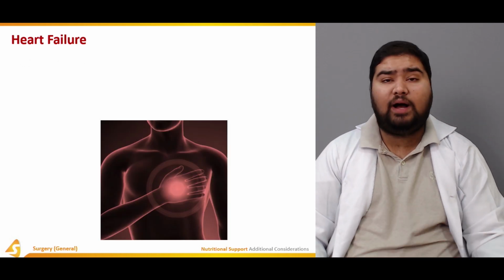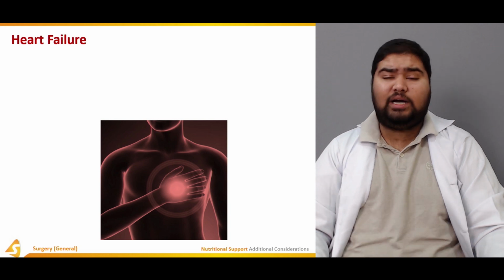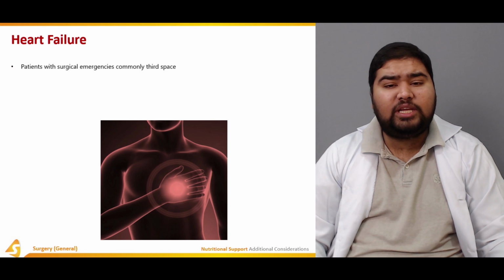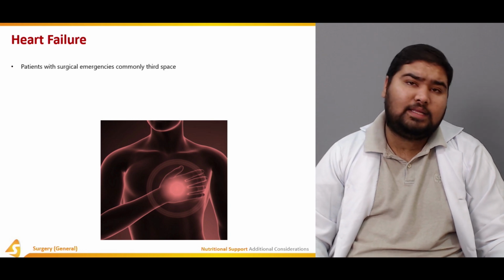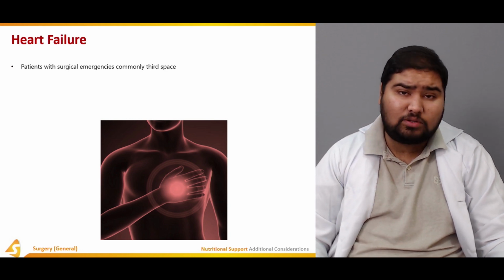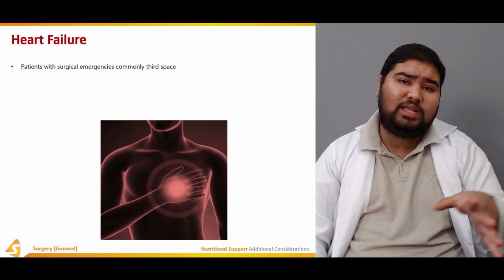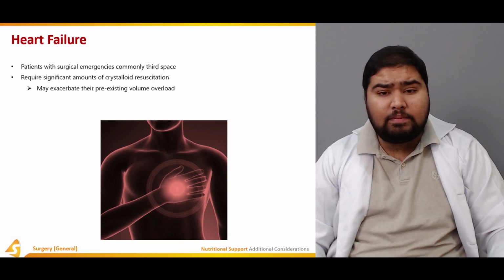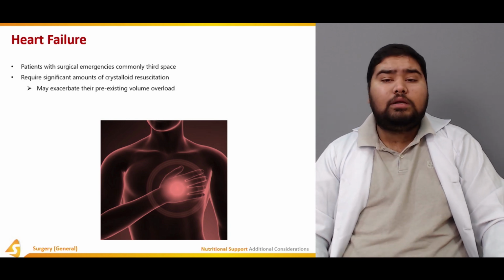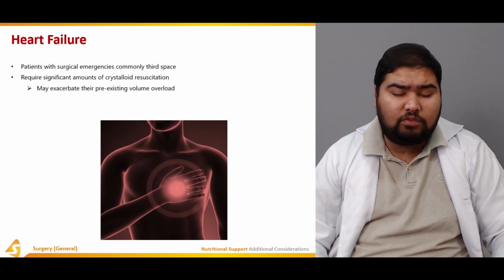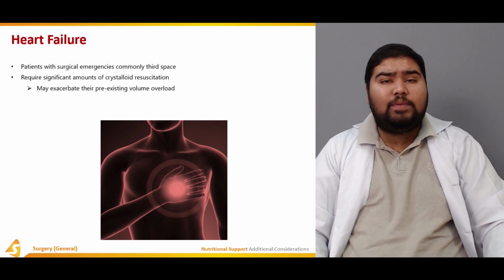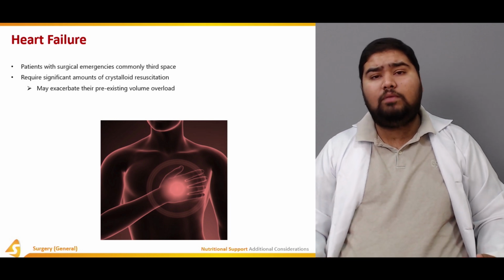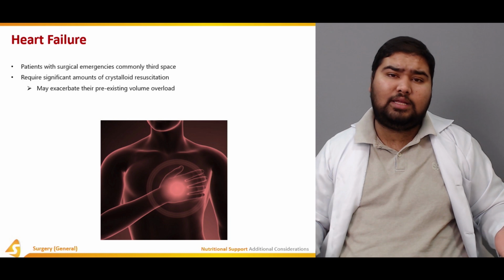Now let's talk of heart failure. A patient has heart failure. How to manage nutrition in this patient? So these are the patients with surgical emergencies, commonly of the third space, that is the fluid is being lost into the third space. They require a significant amount of crystalloid resuscitation fluids. This may exacerbate their pre-existing volume overload. So these patients are already in volume overload, and fluid is being lost in the third space.